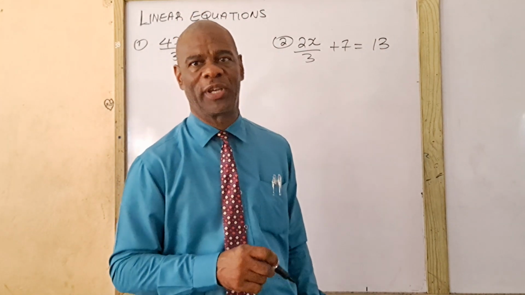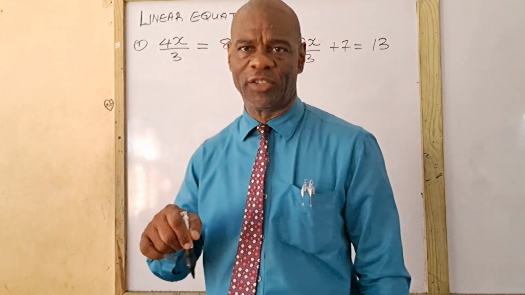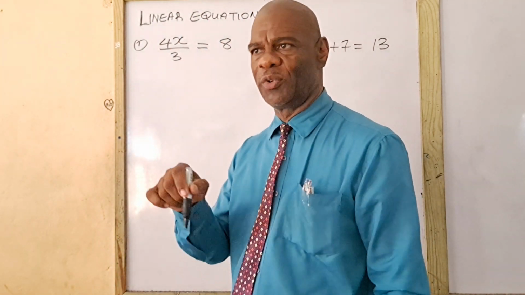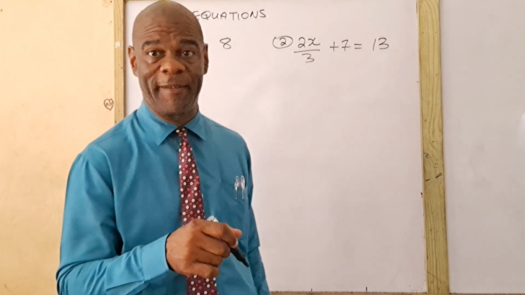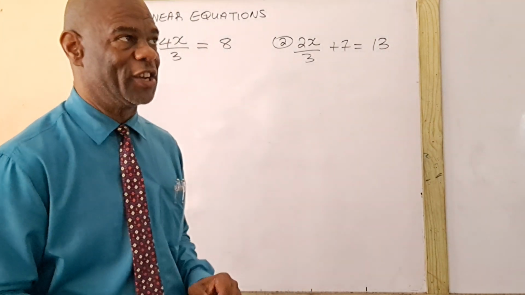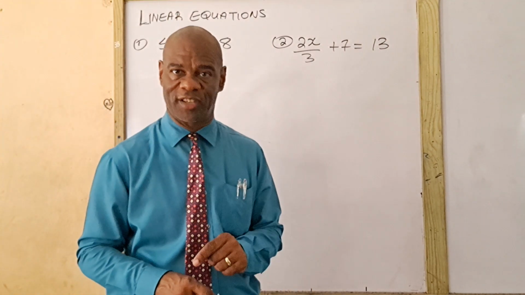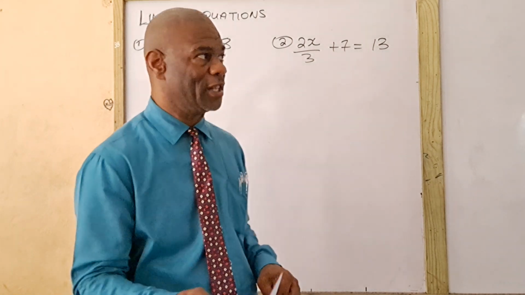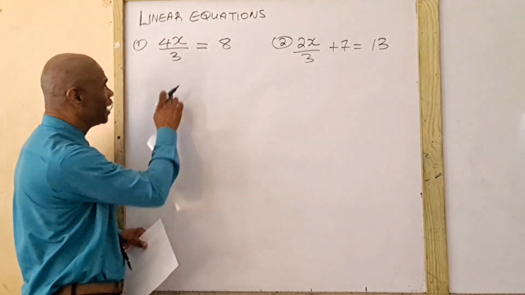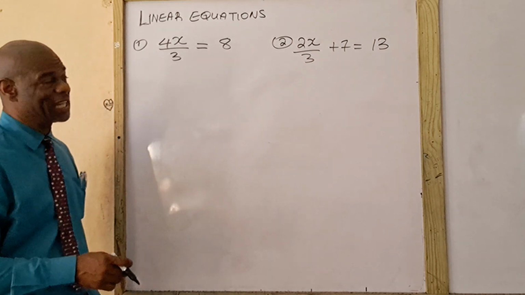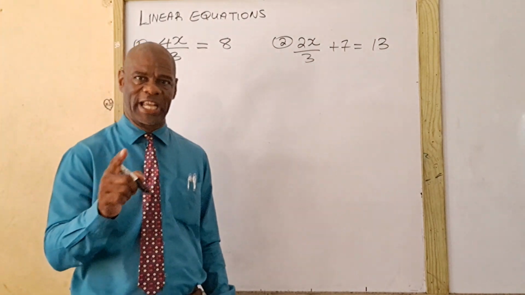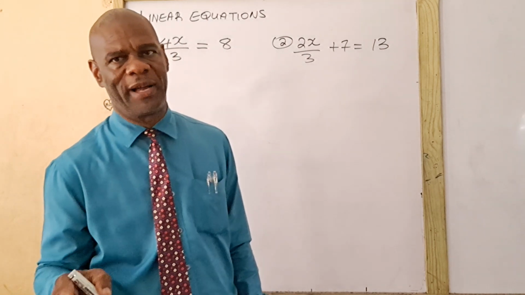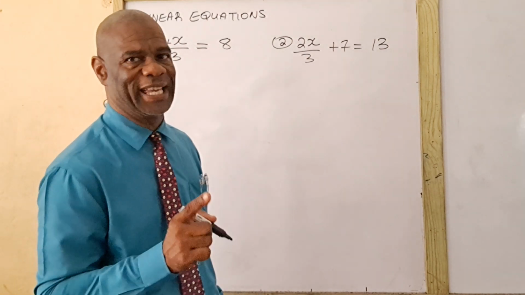Now what we're going to be looking at today, we're going to be continuing with our linear equations. But what we're going to be doing this time, we're going to be doing linear equations that involve fractions. Alright? So let's go. So here we have 4x, or 4 times a number divided by 3, equals 8. So 4 times the number, divided by 3, gives us 8.